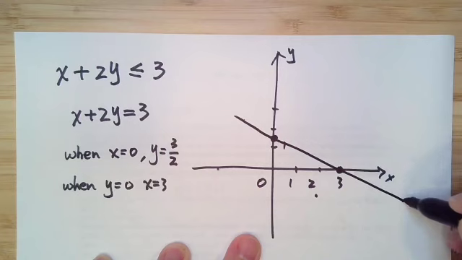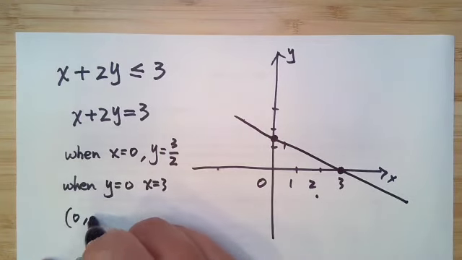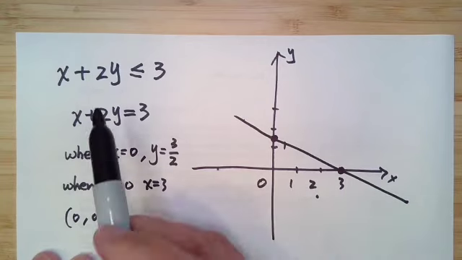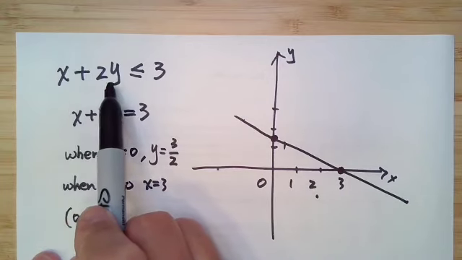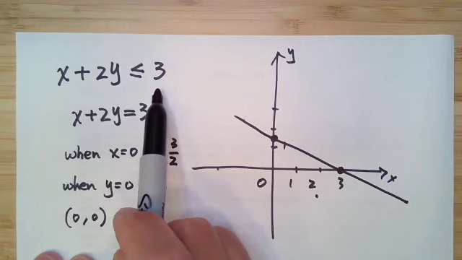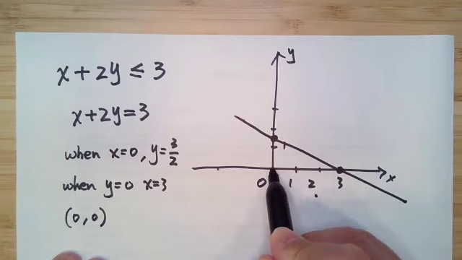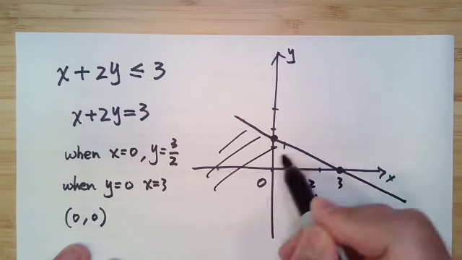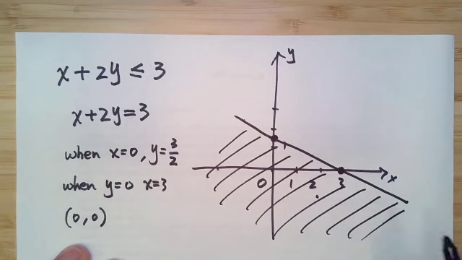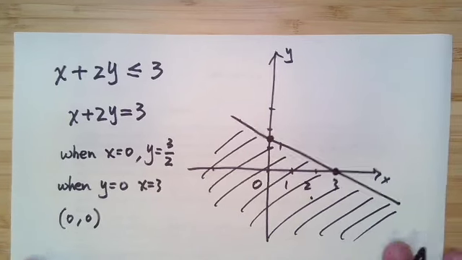And then next, I'm going to check (0, 0). If I put (0, 0), 0 plus 2 times 0, 0 plus 0, is 0 less than or equal to 3? Is this true? The answer is true. So (0, 0), this origin, must be in this solution region, so I just shade this area. That's how I should do that. Okay, I think we just do one more. This is fairly straightforward and not too complicated.